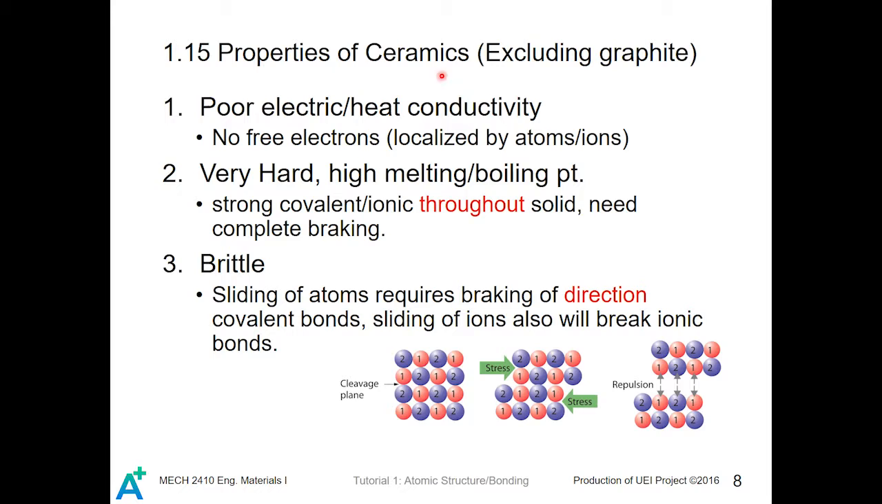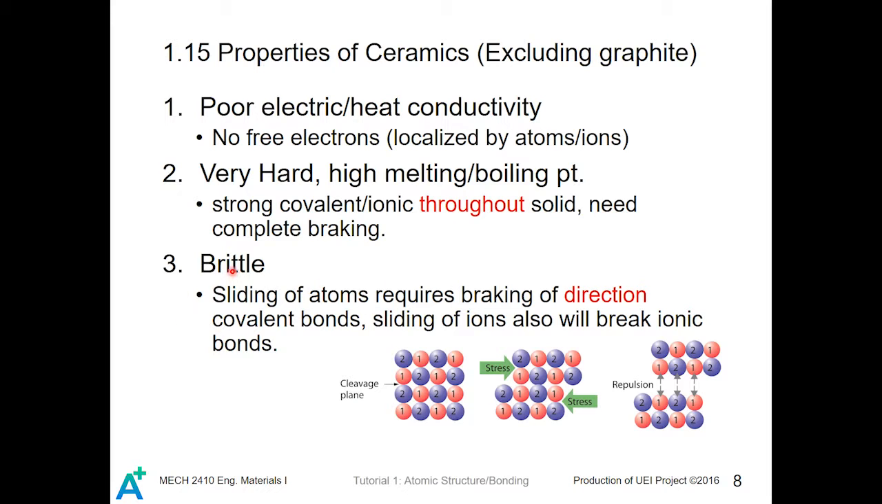Ceramics have poor electric and heat conductivity. It is because there are no free electrons, as all electrons are localized by atoms or ions. Second, they are very hard and have very high melting or boiling points. It is because there are strong covalent or ionic bonds throughout the whole solid, which requires complete breaking. And the bonding is even stronger than those metallic bonds.